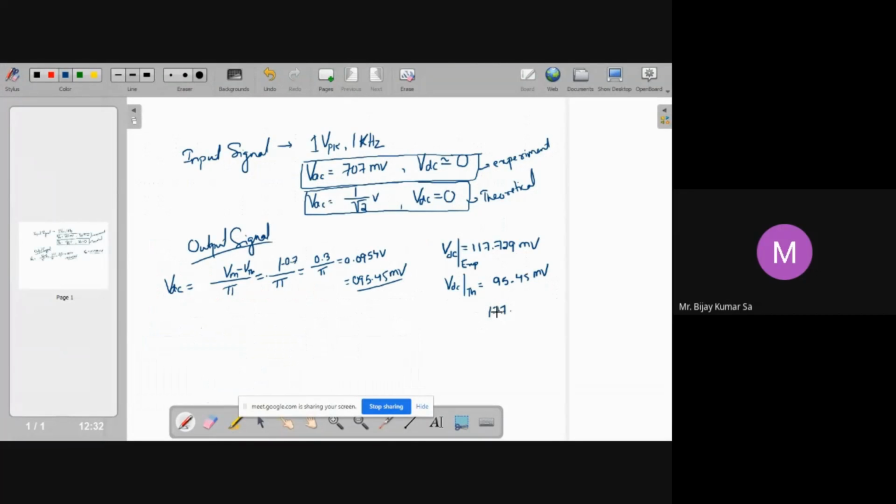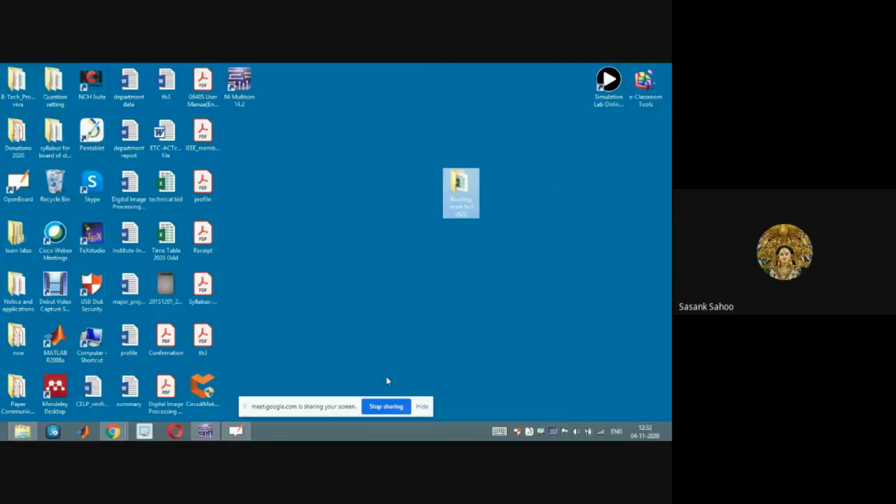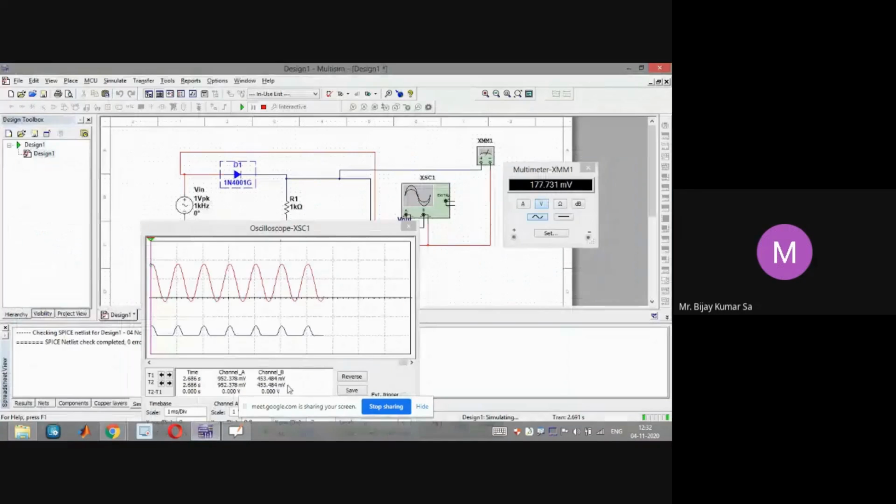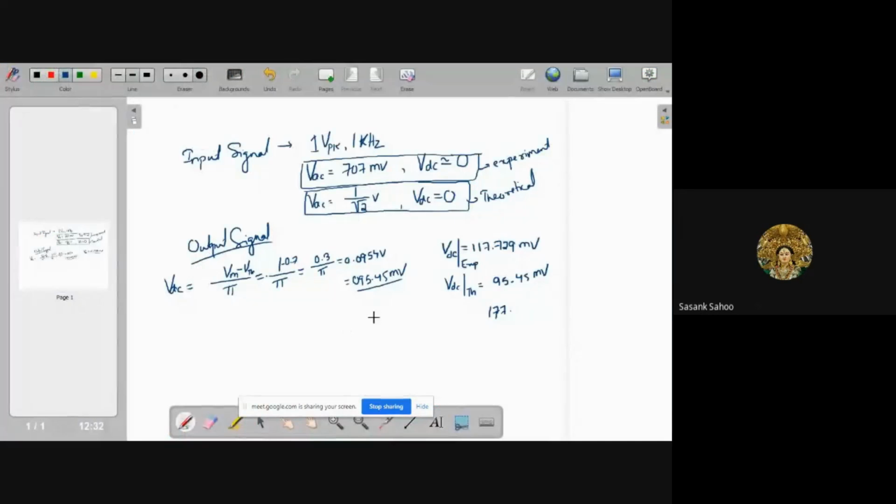177 point how much was it? 177.731 millivolt, right. So this is VAC experimental or theoretical? Experimental, because we are getting it from the circuit implementation.